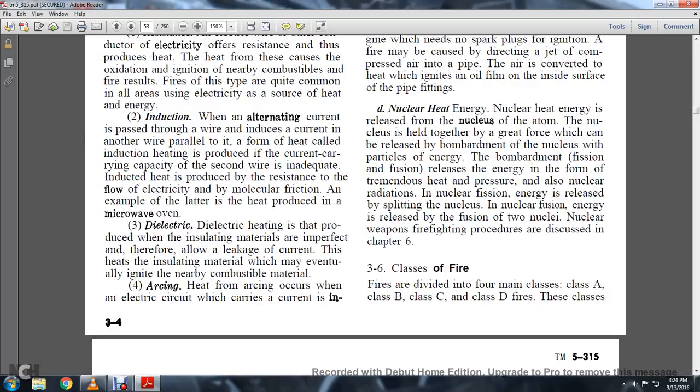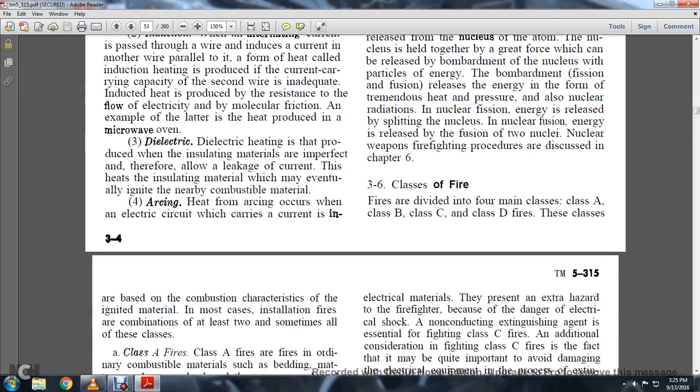Nuclear heat energy. Nuclear heat energy is released from the nucleus of an atom. The nucleus is held together with a great force, which can be released by the bombardment of the nucleus with particles of energy. The bombardment, fission and fusion release energy in the form of tremendous heat and pressure. Also, nuclear radiations. Nuclear fission energy is released by splitting nuclei. Nuclear fusion energy is released by the fusion of two nuclei. Nuclear weapon firefighting procedures are discussed in Chapter 6.